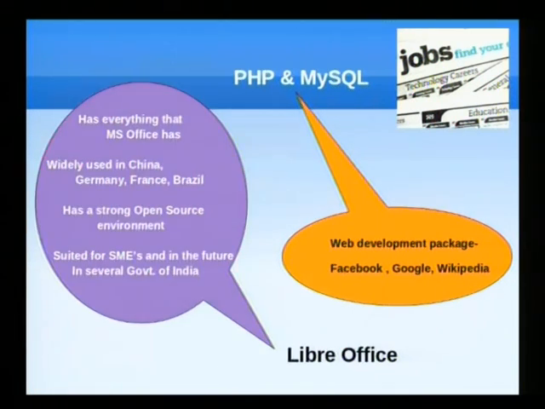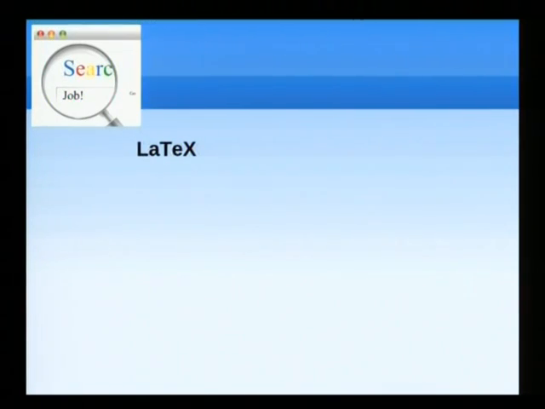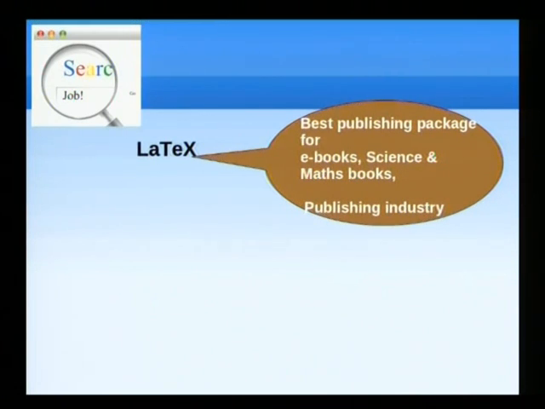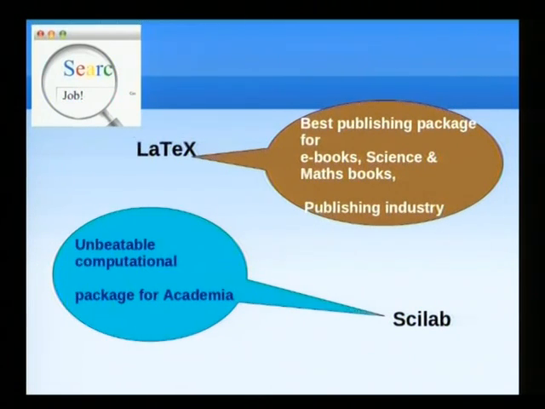LibreOffice is an office package similar to MS Office. It has all features of MS Office. It is widely used over the world in countries like France, China and Germany. It is suited for SMEs and in future in all GUI offices. LaTeX is a typesetting software, the best option for any person interested in publishing in journals and any technical writing. Supports many templates including IEEE and excellent formatting facilities. Scilab is a computational software, much similar to and possessing all features of MATLAB, very useful for engineers and academia.